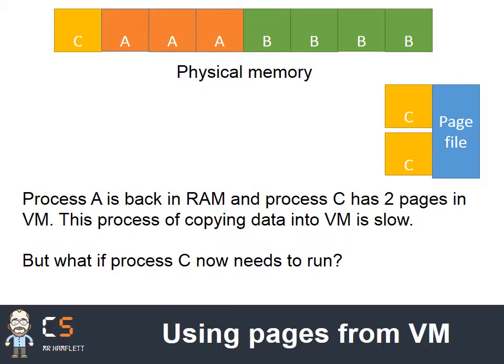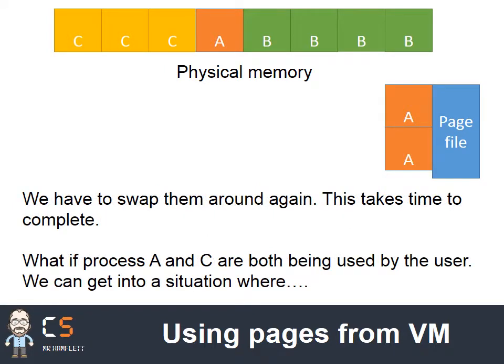Okay, so it takes a little while to copy onto the hard drive. I'm sure you've already seen, if you press save on your computer, it's not immediate. The hard drive light flashes on and off. It takes a noticeable amount of time. But what happens once we've swapped process A in? I need to run process C again. We need to swap it around again. So process A comes out, process C goes back in.